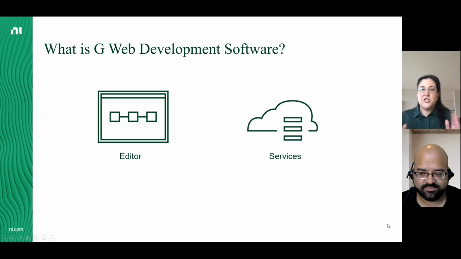So let's talk about GWeb Development Software. This is a product from NI that lets you create web applications easily using your G knowledge, your LabVIEW programming knowledge. It is a combination of two things: an editor that lets you create your web application user interface and the client-side code, and also a set of services like hosting and data services that you might want to use. Depending on your use, you might want to use one or both of these pieces.